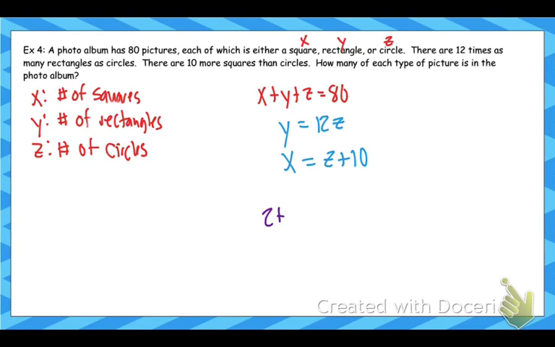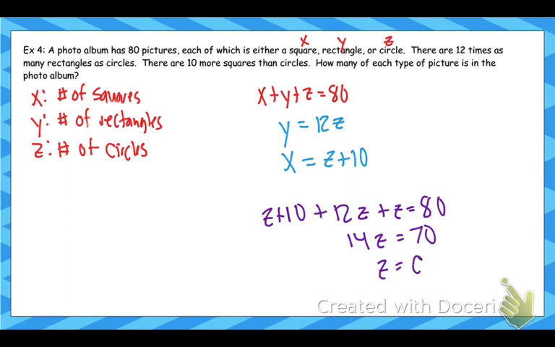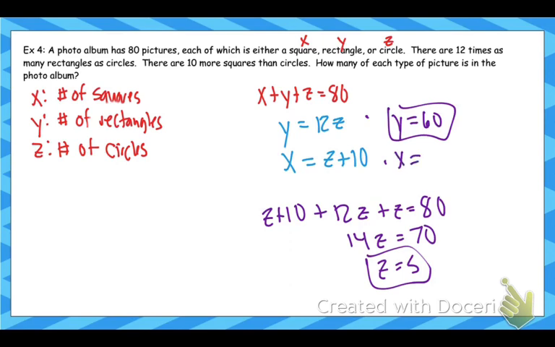So x is z plus 10. y is 12z. And that whole thing equals 80. So that means that I have 14z equal to 70. So z is equal to 5. Once I know what z is, I can plug that into both of those equations. So y is going to equal 60, and x is going to equal z plus 10, which is 15. So that means that there are going to be 15 squares, 60 rectangles, and 5 circles.